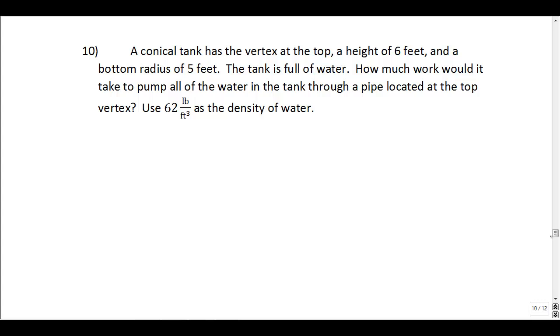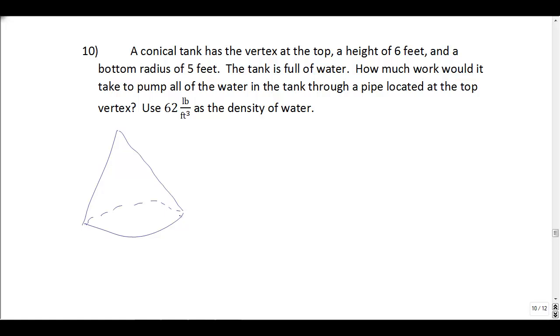This says a conical tank has a vertex at the top, a height of 6 feet, and a bottom radius of 5 feet. So let's just draw that. Our tank is a cone, and the vertex, the pointy part, is at the top. That's not a very good drawing. Let's try again. It looks something like this, and maybe I should dash this back line here. There, so there's our cone.